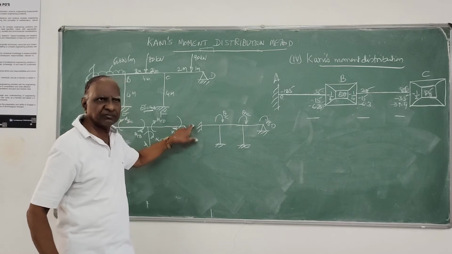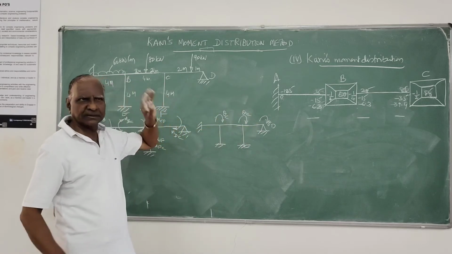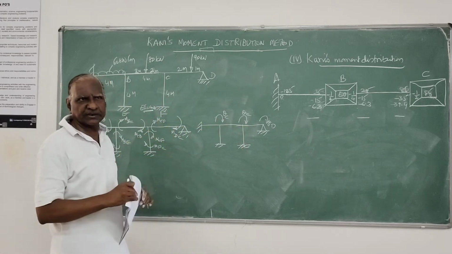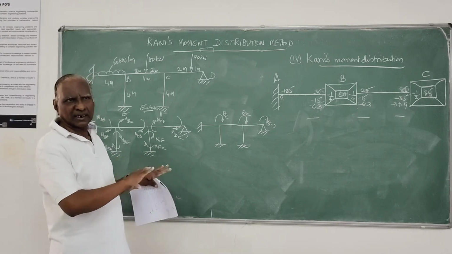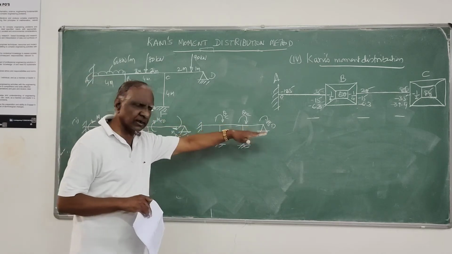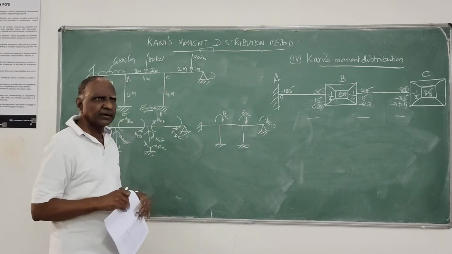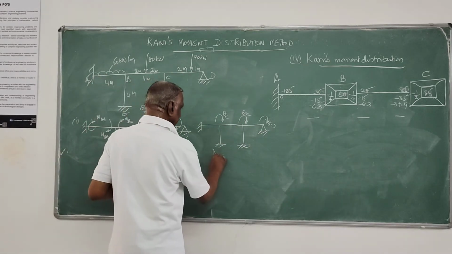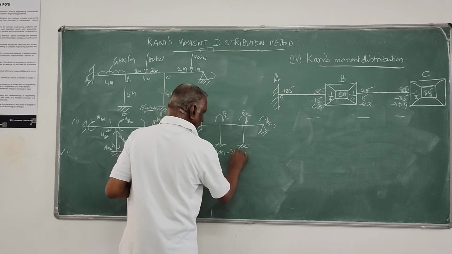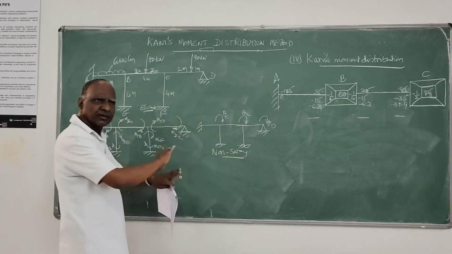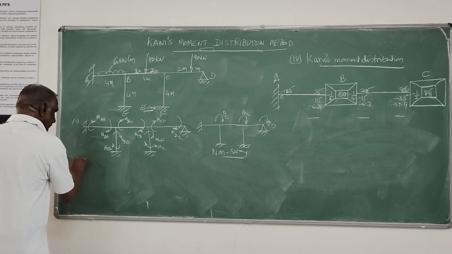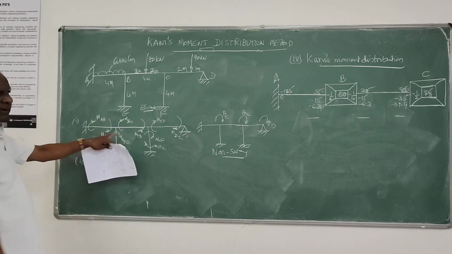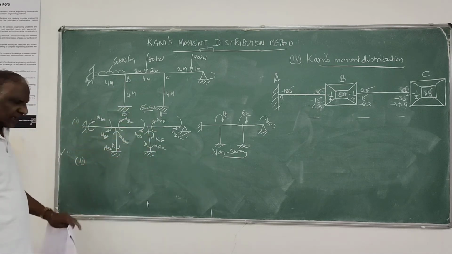It has one end fixed, another hinge. So horizontally also it cannot move. So that means no translation at all, either in the horizontal direction or in the vertical direction. So it is only a non-sway type of frame. So that is your first step, non-sway, and these are the member end moments which you have to calculate.